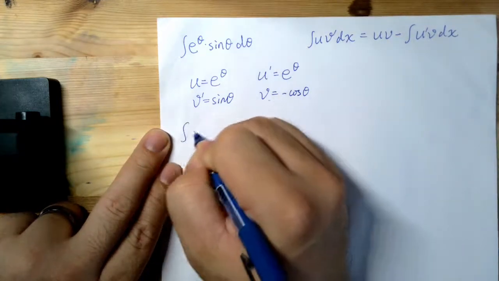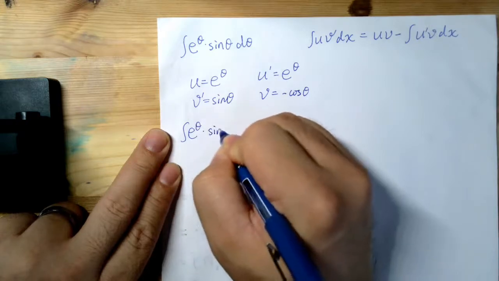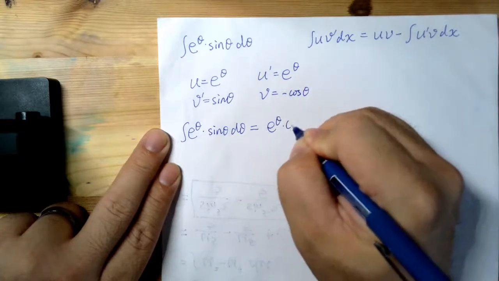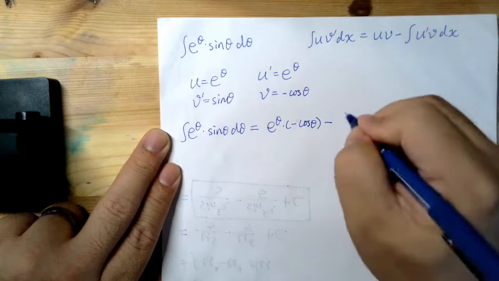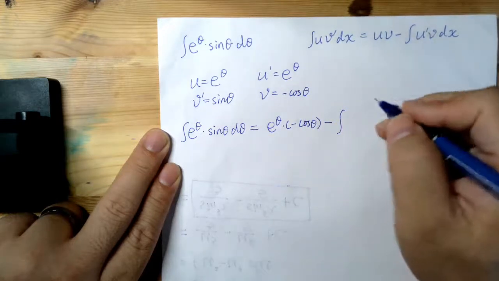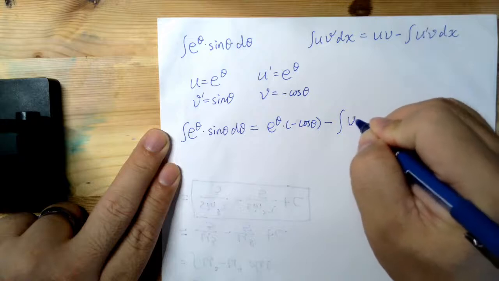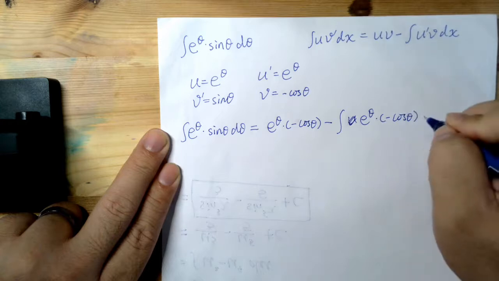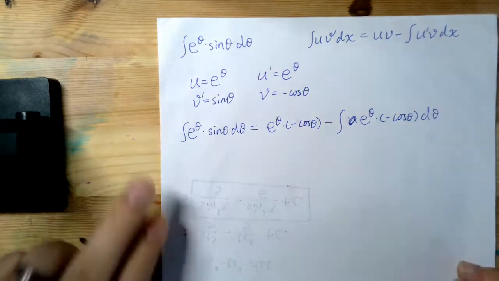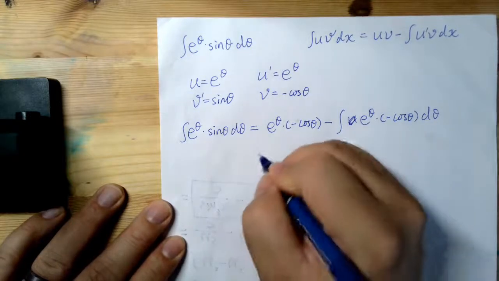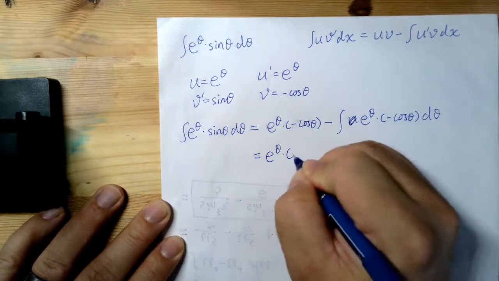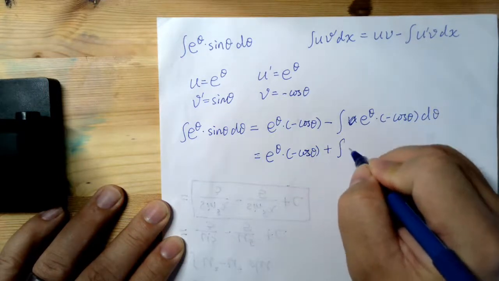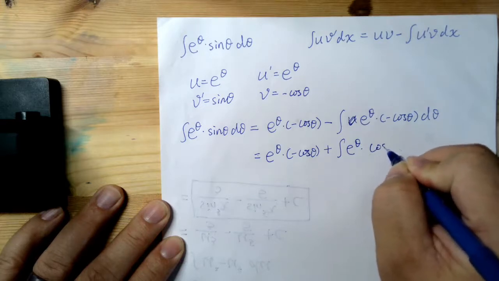So the integral of e^θ sin θ dθ equals uv, which is e^θ times negative cosine θ, minus the integral of u'v, which is e to the power θ times negative cosine θ, dθ. So we have a negative, we had another negative, so it's a plus the integral of e^θ times cosine θ.